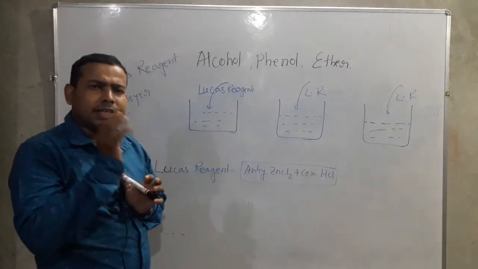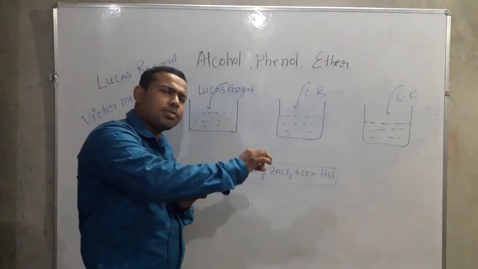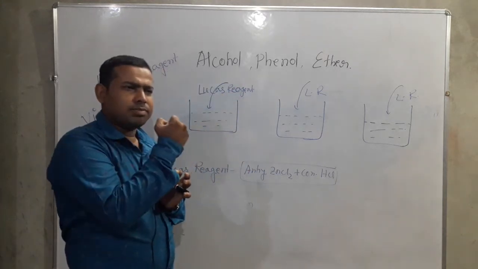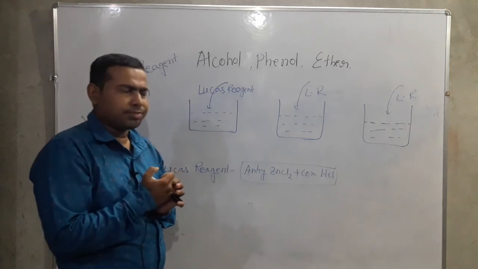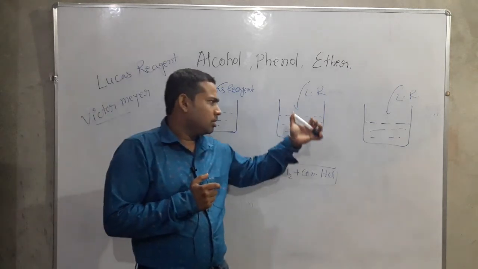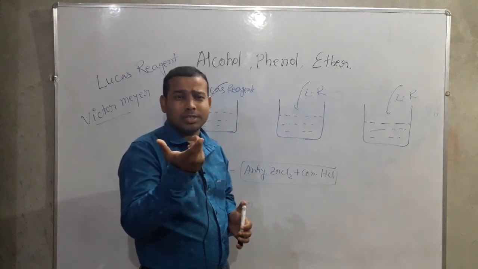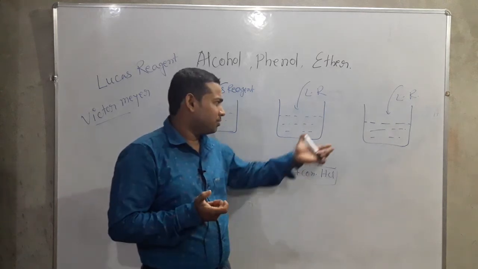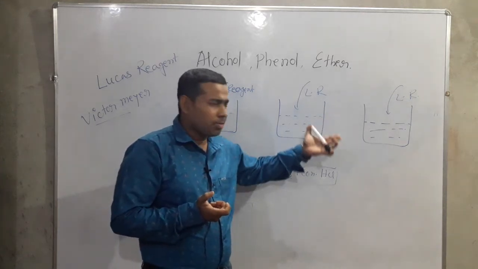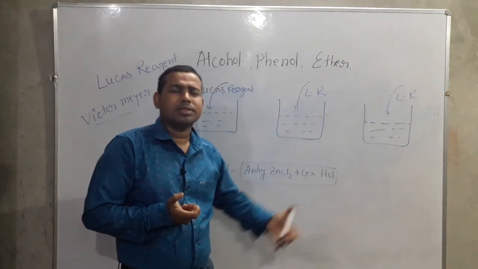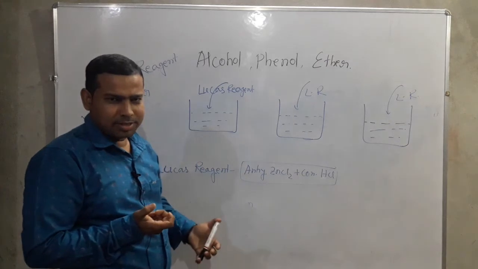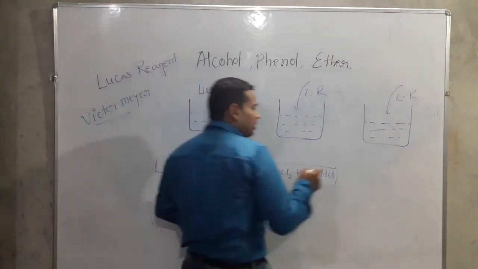Clear? Tertiary alcohol immediately shows turbidity, that is some solution, colloidal solution. Turbidity means some colloidal solution. It looks like the color of lassi. So tertiary alcohol immediately shows turbidity after addition of what? Lucas reagent.